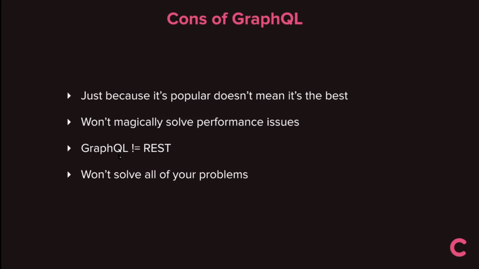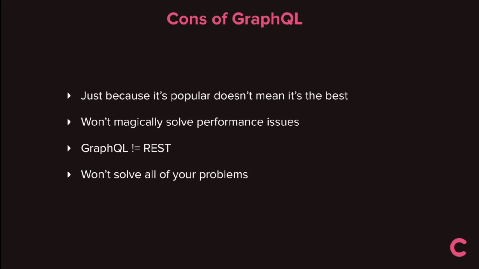So some of the cons of GraphQL. Just because it's popular doesn't mean it's the best. So GraphQL is kind of, obviously now it's 5 years later, but when it came out in 2015, everybody thought it was really cool. And I still think it is really cool, but that doesn't necessarily mean it's the best. It won't magically solve your performance issues just out of the box. There's still a lot of stuff you need to do to enhance it. GraphQL is not equal to REST, and GraphQL is not going to do away with REST. They're two very different things and deserve their place in their web technology worlds.